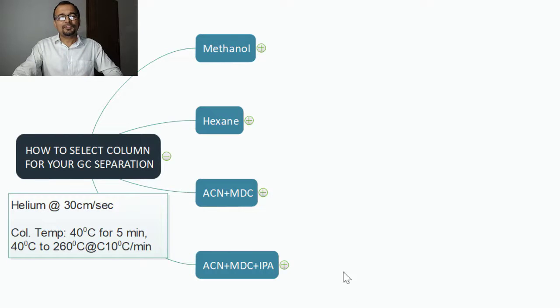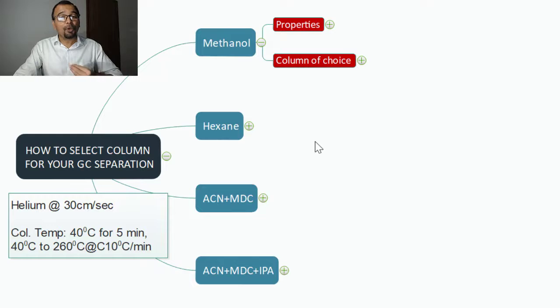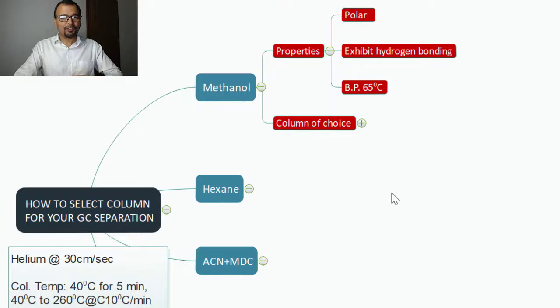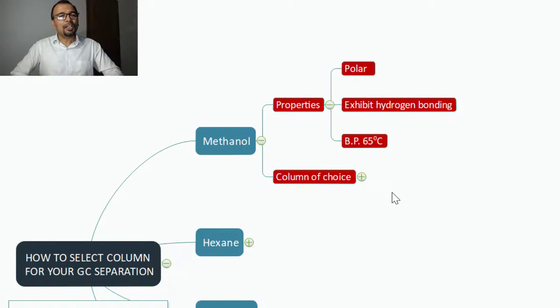So, let us start with the first one, that is methanol. What are the properties of methanol that need to be understood? Here are the different properties of methanol. How is the methanol solvent in terms of polarity? Methanol is polar because of the presence of hydrogen bonding, and that makes methanol more polar. The boiling point of methanol is 65 degrees Celsius.